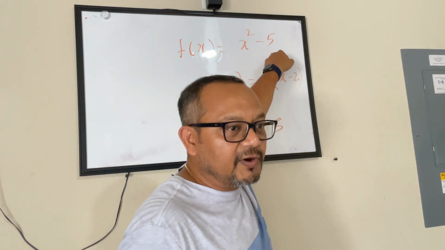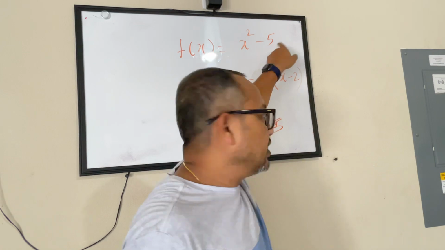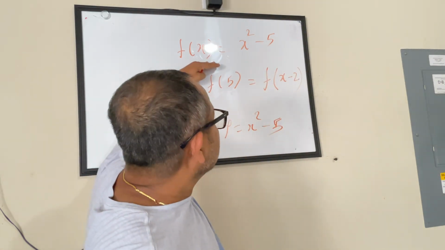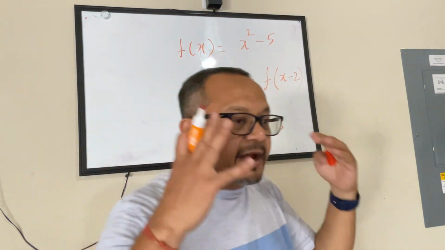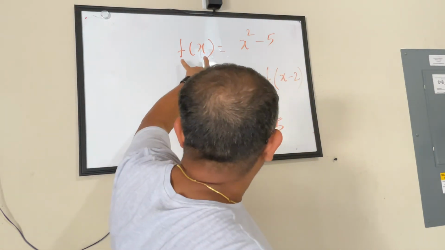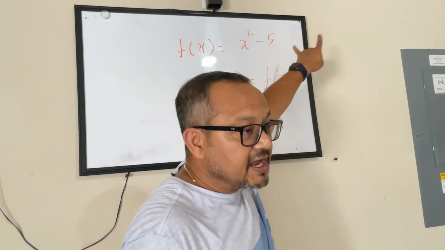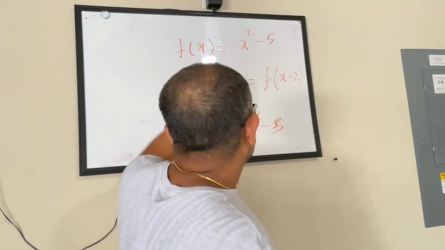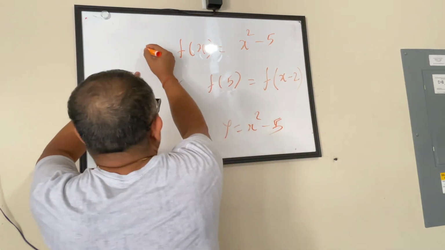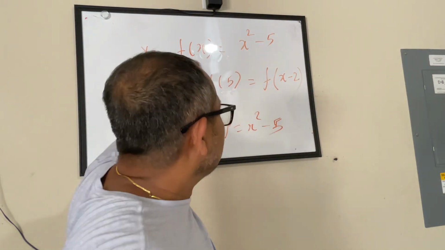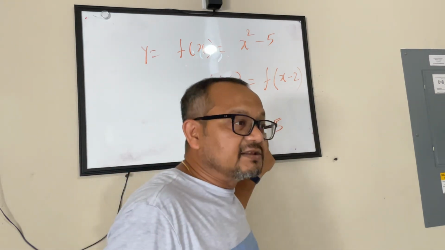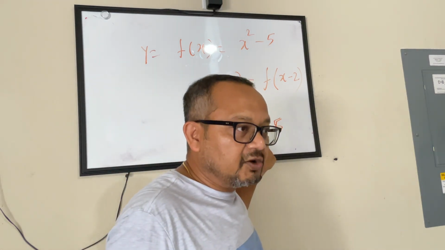Are you guys with me so far? Yes, sir. Okay. So this is the function given to us. In our mind, we can always think that function of x is equal to this. Let's say y is a function of x, then I can write an equation like this. Okay?